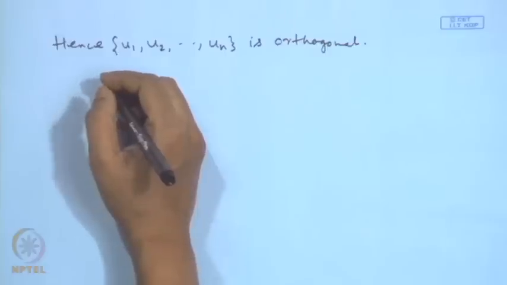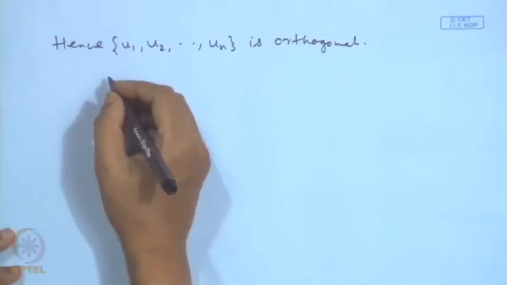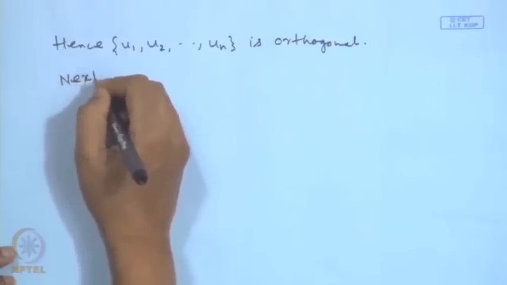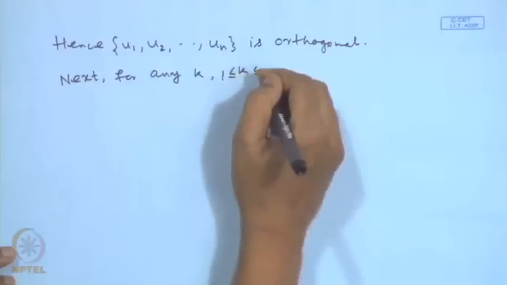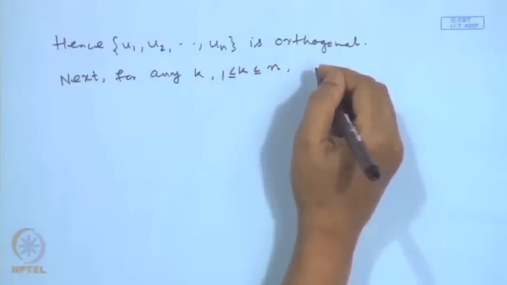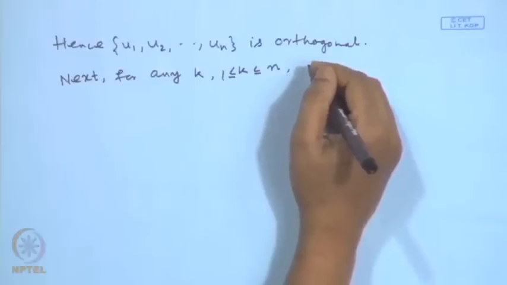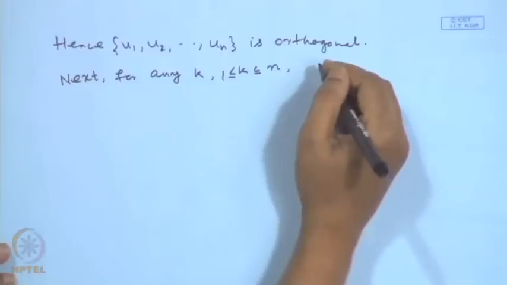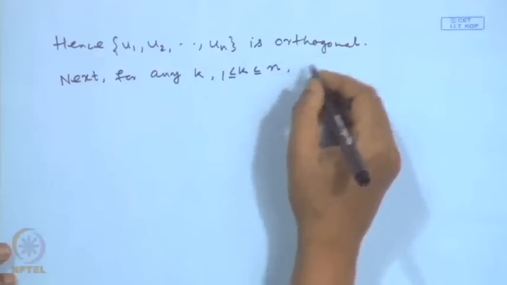Then here we have to prove the last part of this theorem, that for any k with k lying from 1 to n, this set u 1 u 2 to u k is a basis for this span v 1 v 2 to v k, because this u 1 u 2 to u k can be expressed as a linear combination of v 1 v 2 to v k.